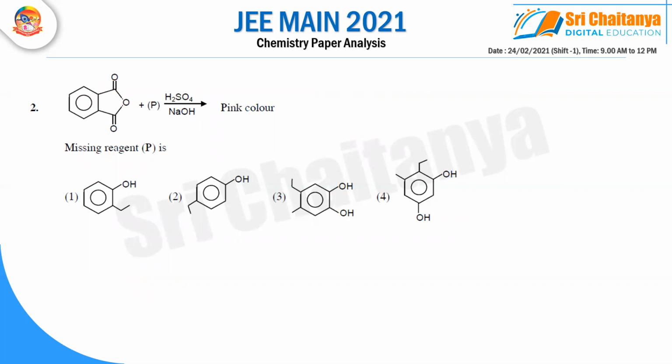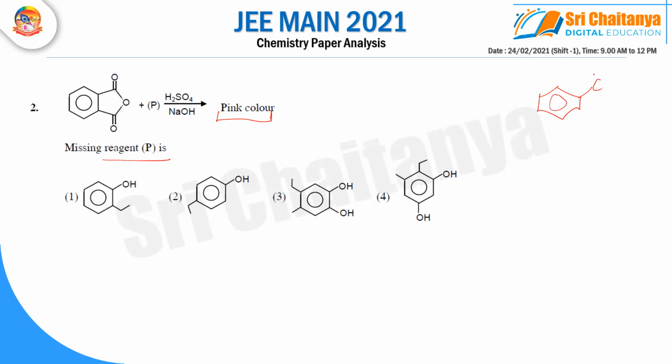In the next question, what we have is that we are to find this pink color because of the addition of a particular reagent, P. Now, what is P? Whenever you have a pink color, the first thing that should come into your mind is phenolphthalein because it's very popular in the entire course. If you can recall the structure of phenolphthalein, half of your work is done.